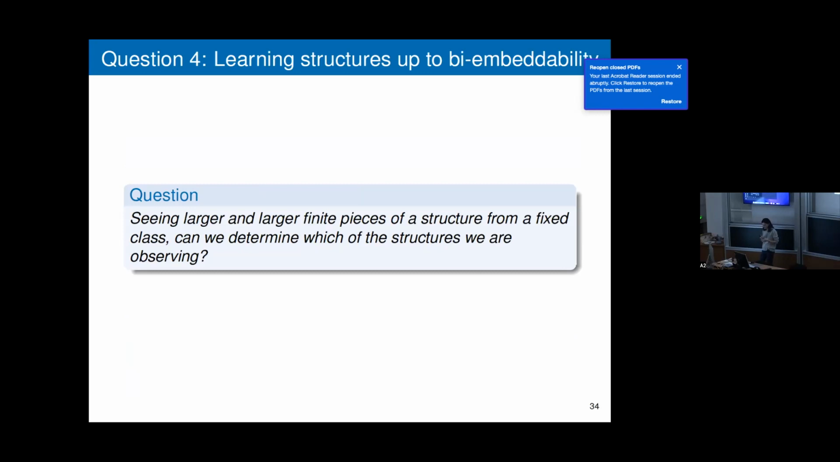And now the last one. We have a class of structures; remember, a class of countable structures closed under isomorphism. And from somewhere we are seeing larger and larger pieces of one of the structures from the class. And we want to say, after seeing finitely much of the structure, which of those structures from the class we are observing.